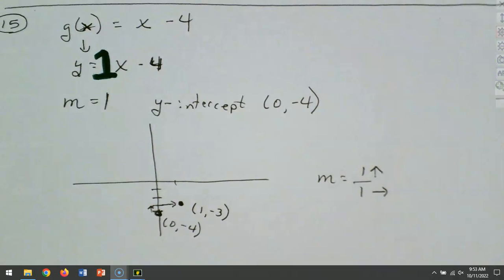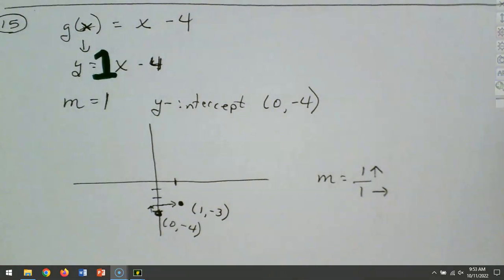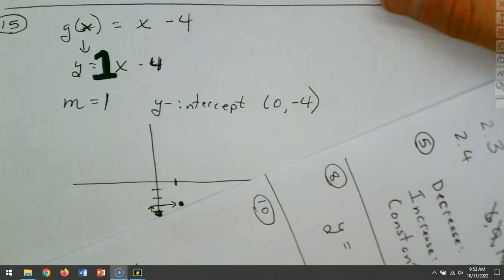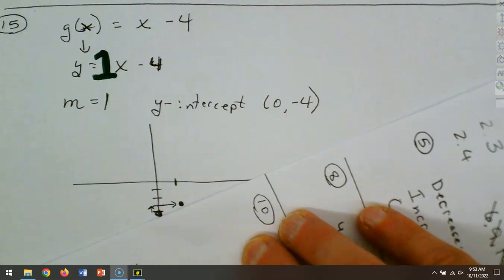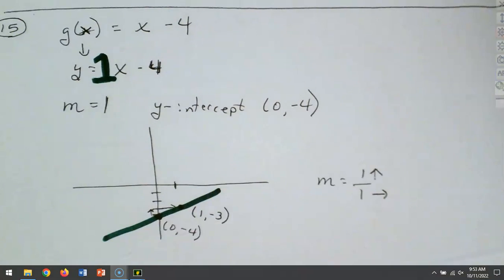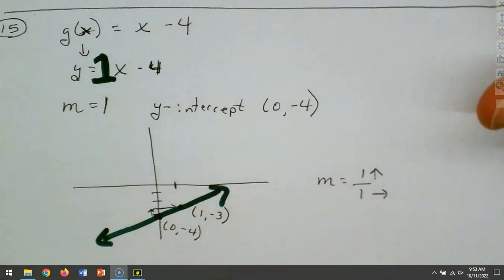You do not have to label them. A lot of times I do just to make it easier. Now we've got that line, or those 2 points. We can connect them together and make our line. All we need, again, is 2 points to make a line. So there's that.